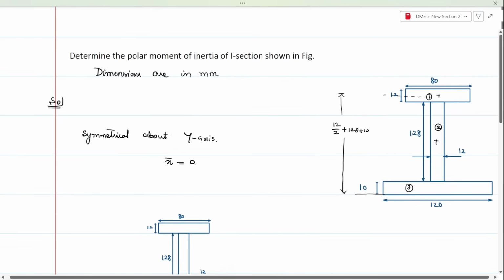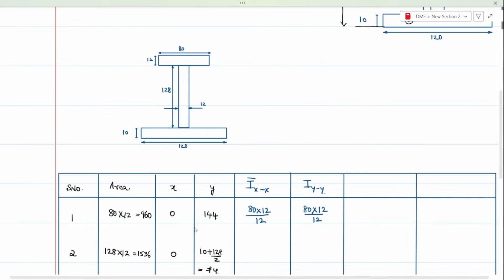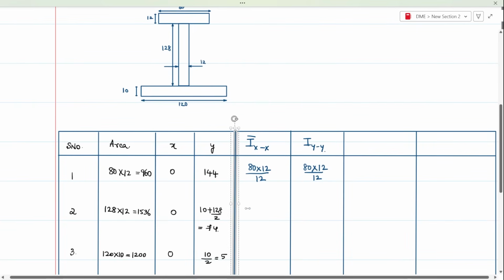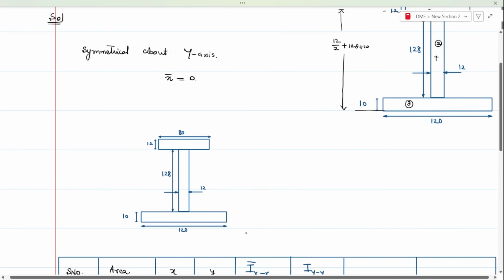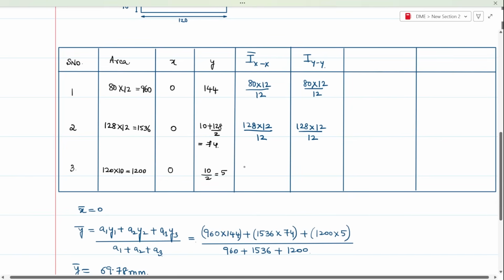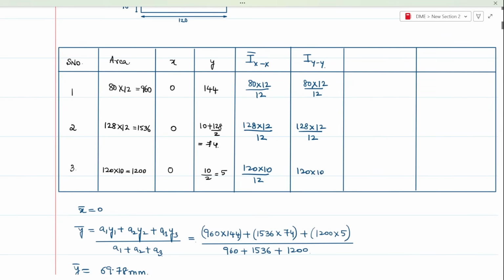And for area 2, the height is 128 and the thickness is 12. So that's 128 into 12 divided by 12, and the same for y. Next, for area 3, it will be 120 into 10 divided by 12, and the same for y.